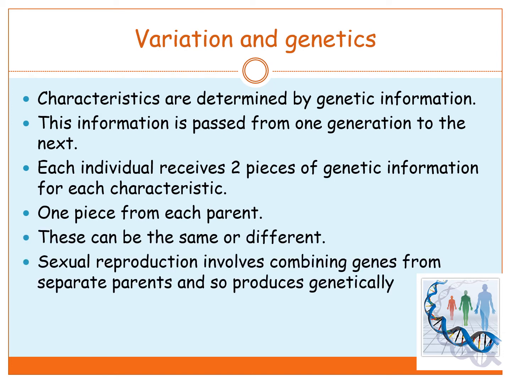We all have different features like hair color, eye color, and these things are described as our characteristics and they all vary. But how do we get these characteristics? These characteristics are determined by genetic information, and this information is passed from one generation to the next. So each individual receives 2 pieces of genetic information for each characteristic. One piece of the genetic information comes from their mum, and one piece comes from their dad. These can be the same or different pieces of information, and sexual reproduction involves combining genes from separate parents and so produces genetically distinct offspring, which leads to variation.